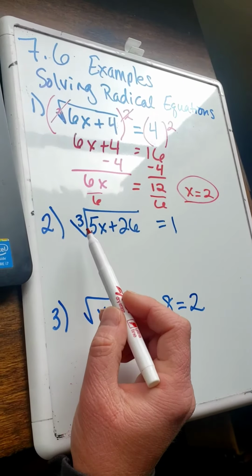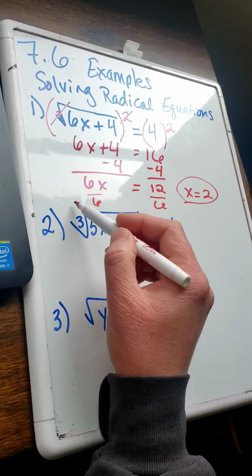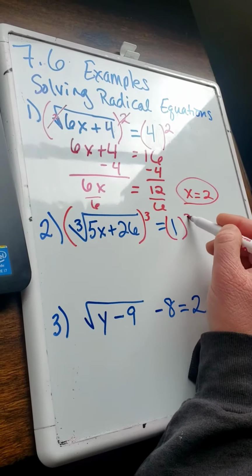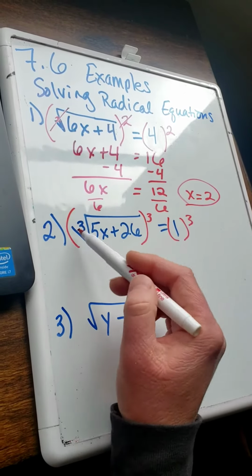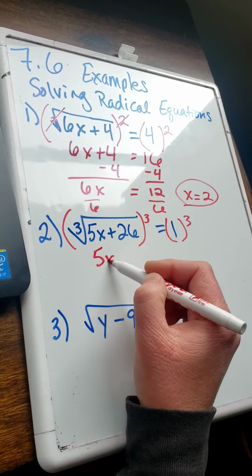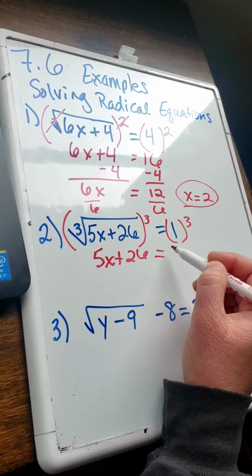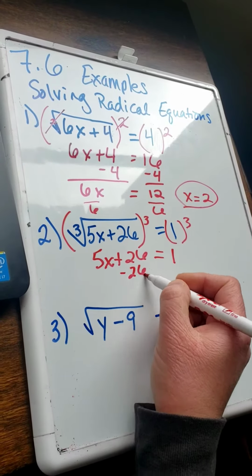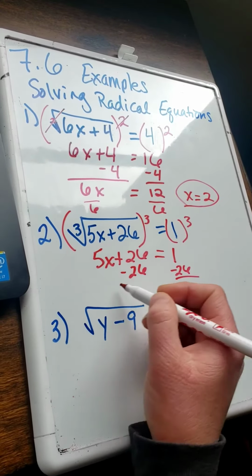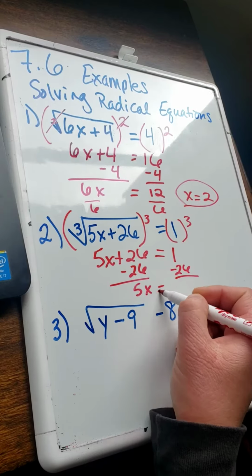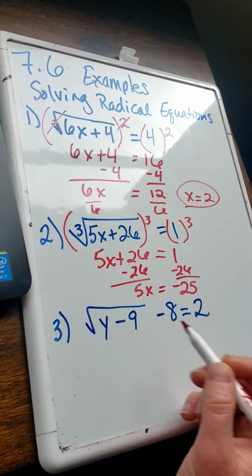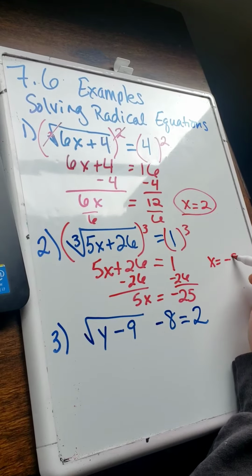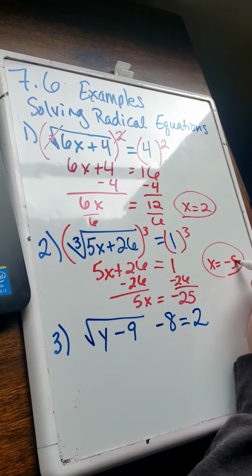Okay, the next one, instead of a square root, we have a cube root. So to start this one, we're going to cube both sides to get rid of, so there are 3 and the 3. So we have 5x plus 26 equals 1 cubed is just 1. Subtract 26, now we're just solving. So you get 5x equals negative 25. Divide both sides by 5, and we get x equals negative 5.